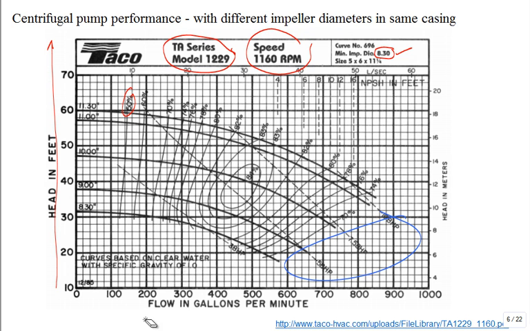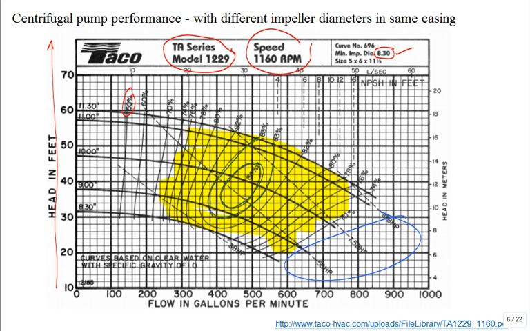So where do you want to operate? Well, these are lines of constant efficiency. That's 84% efficient. This line is 83% efficient. So first of all, that pump, even at its best, is around 84%. It's not going to be more efficient than that. But you want to operate that pump in this vicinity, and the closer to the sweet spot, the better.